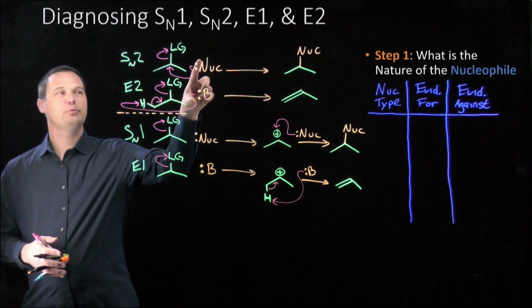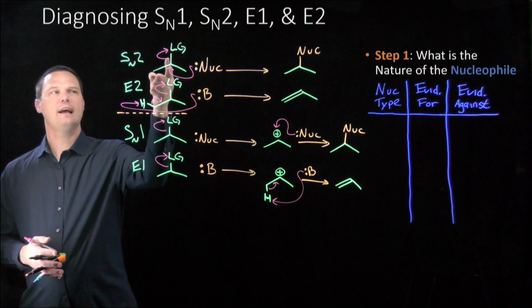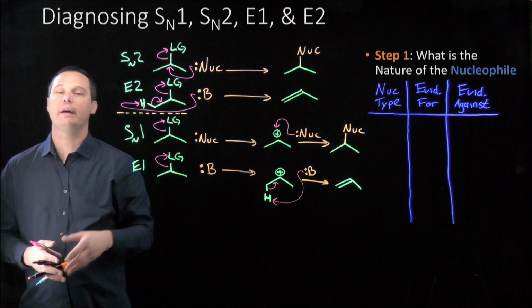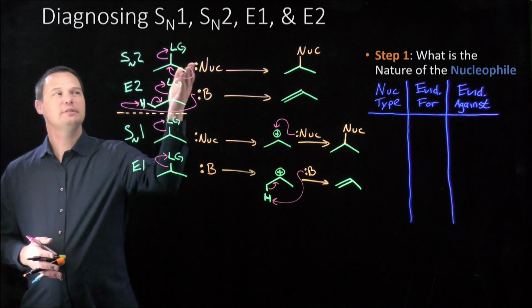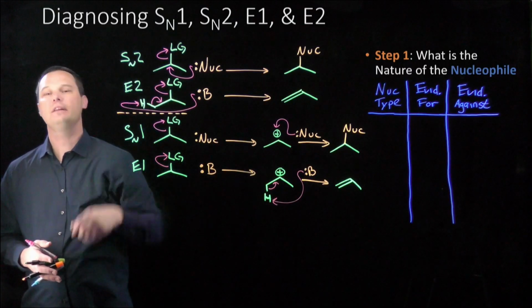In the two-type reactions, the nucleophile and base needs to be strong enough to directly get in there and directly attack the electrophilic carbon or directly attack that beta hydrogen to form the product immediately. It's going to need to be a very strong nucleophile or a very strong base to have enough inherent energy to directly get in there and do the reaction.